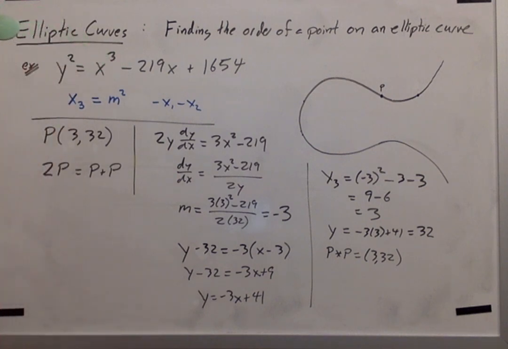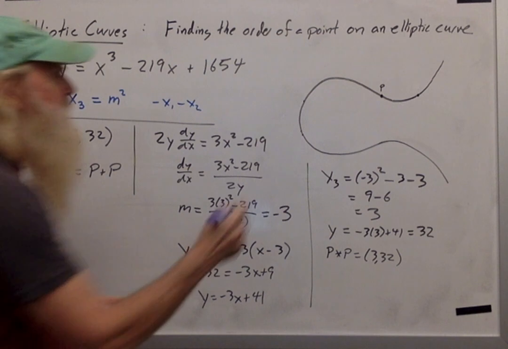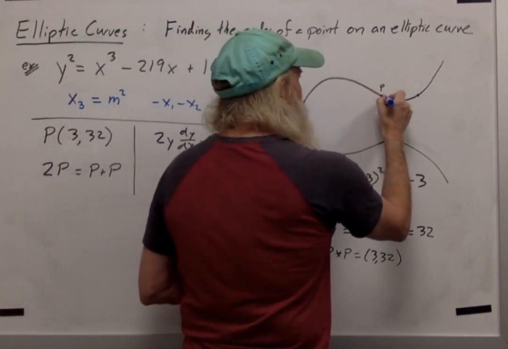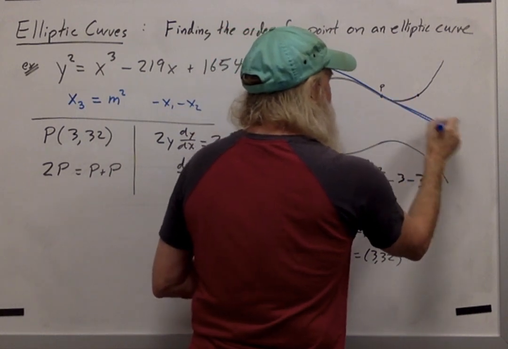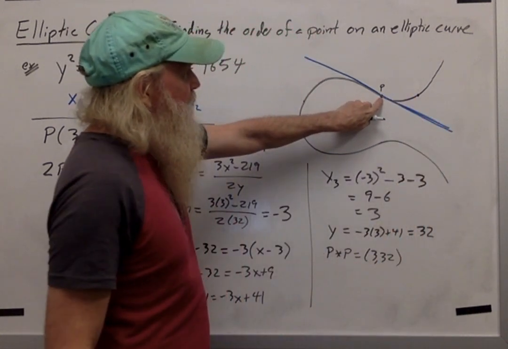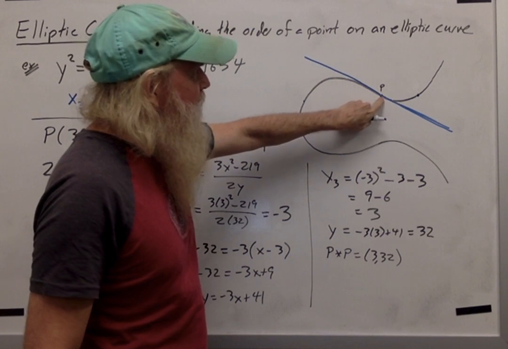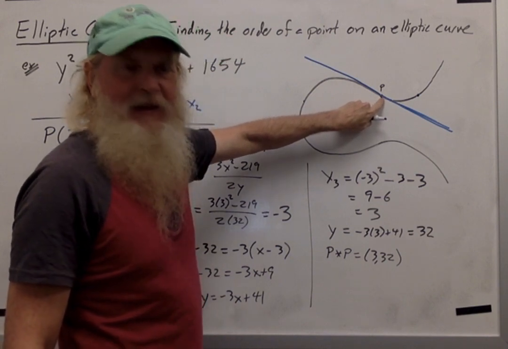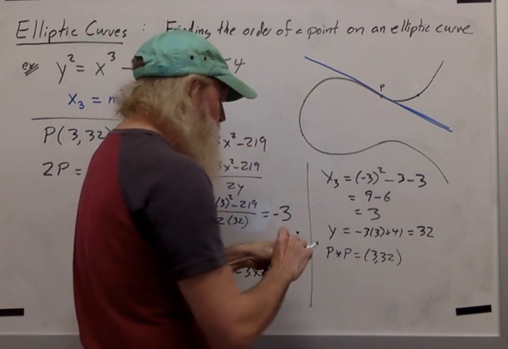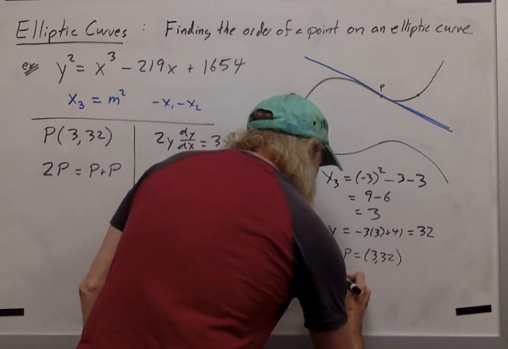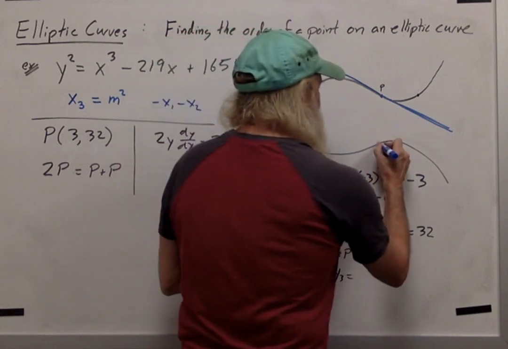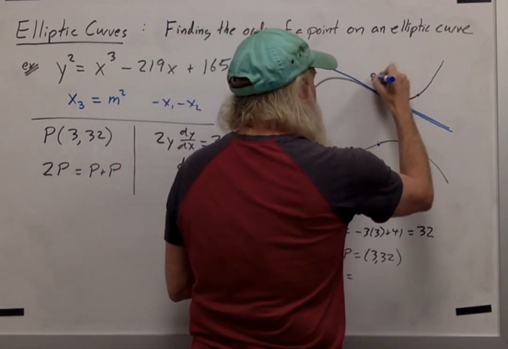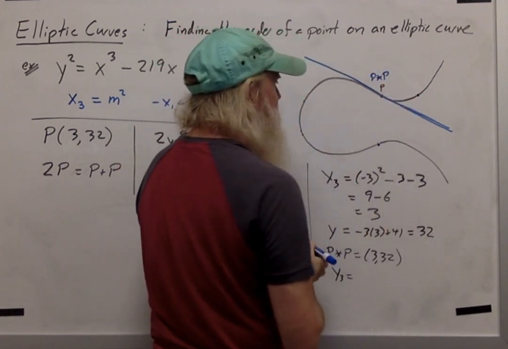So that means that P star P is equal to (3, 32). Well, that's kind of interesting. That's the same thing as P. That tells us something about the graph. That tells us actually that P is a point of inflection of the graph. So the tangent line actually has contact of order 3 at this point. Now remember, to get y3, you need to reflect across the x-axis. So P star P is the same as P.